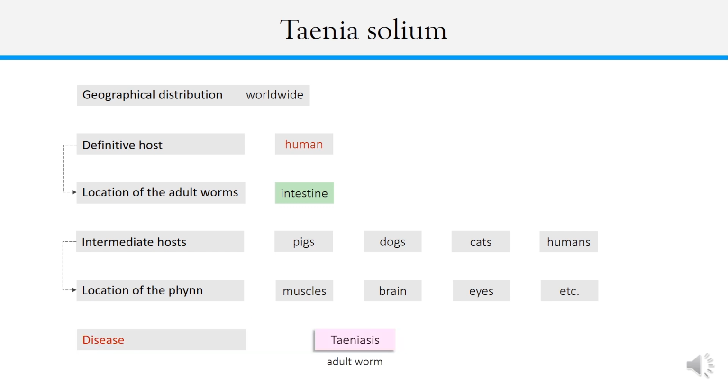The disease is called teniasis when we speak about the adult form, and another type of disease caused by the immature form of this parasite is cysticercosis. So when a human is infected with the adult worm, we say that the disease is teniasis. But when a human appears to be an intermediate host and is infected with fins, this disease will be called cysticercosis.